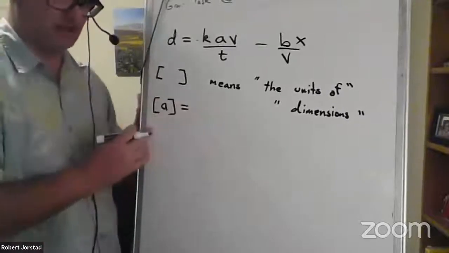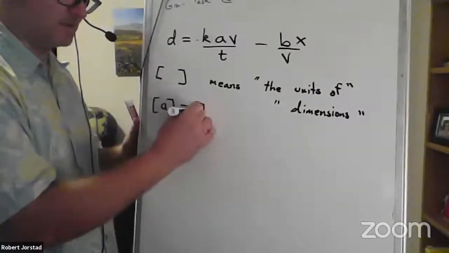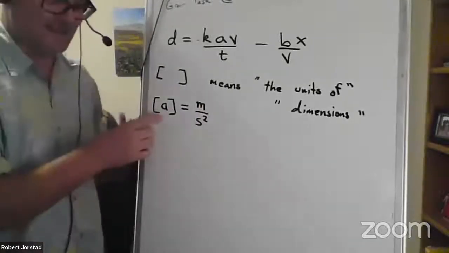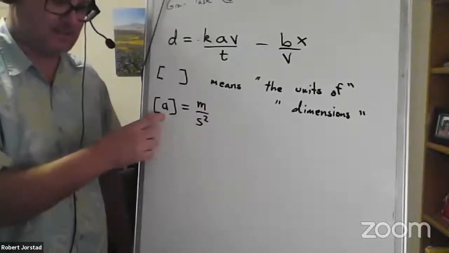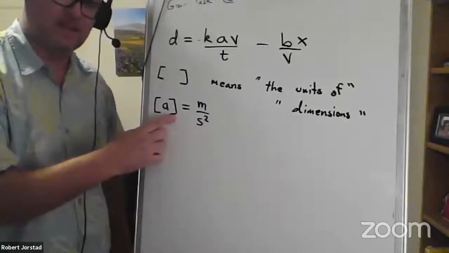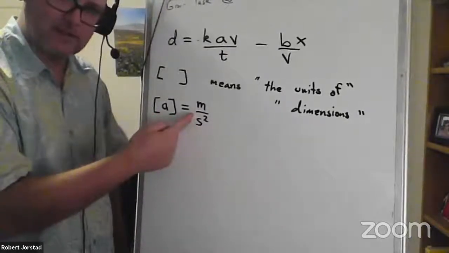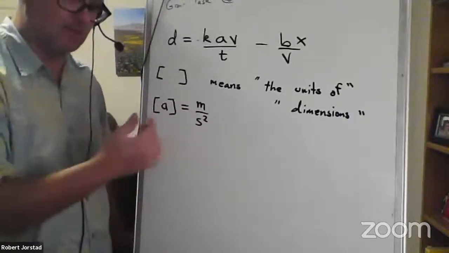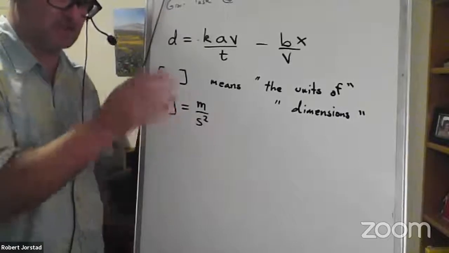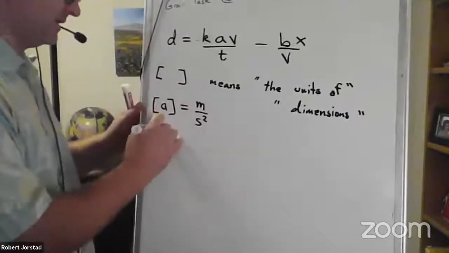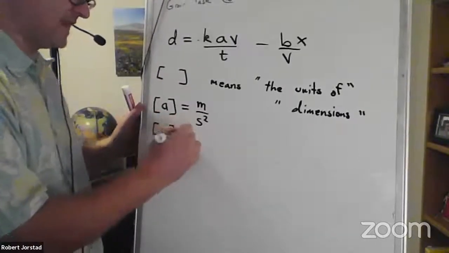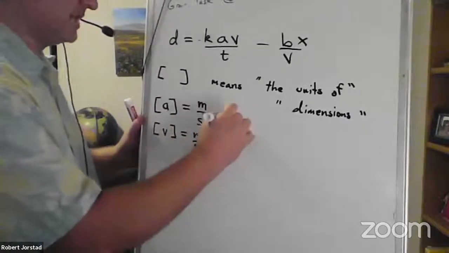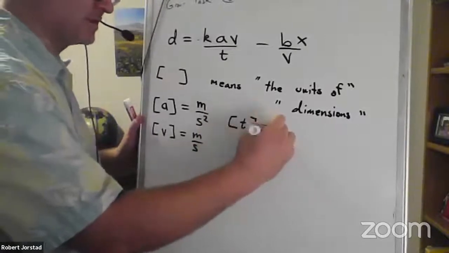That's an acceleration. So this would be meters per second squared. Now notice what I'm writing here. This is not A. This is the units of A. That's why I don't have a number here. It's just the units, okay? So A would have to be a number plus the units. This is just the units of it. This would mean the units of V, that's typically a velocity, that would be in meters per second. The units of time, those are usually seconds.